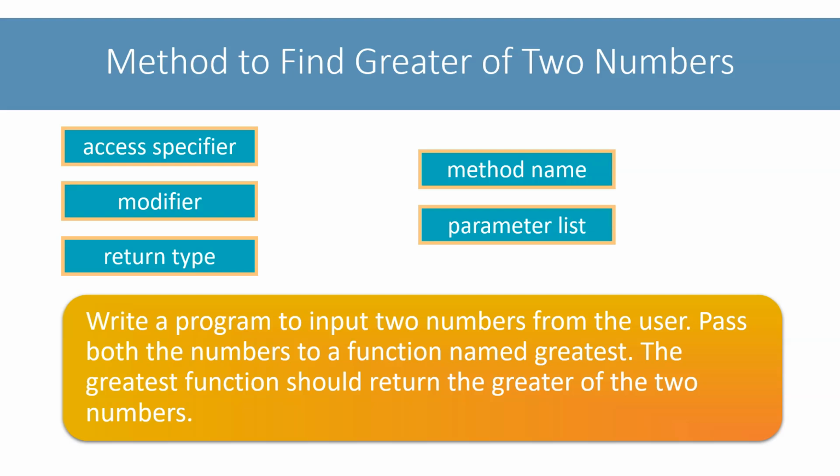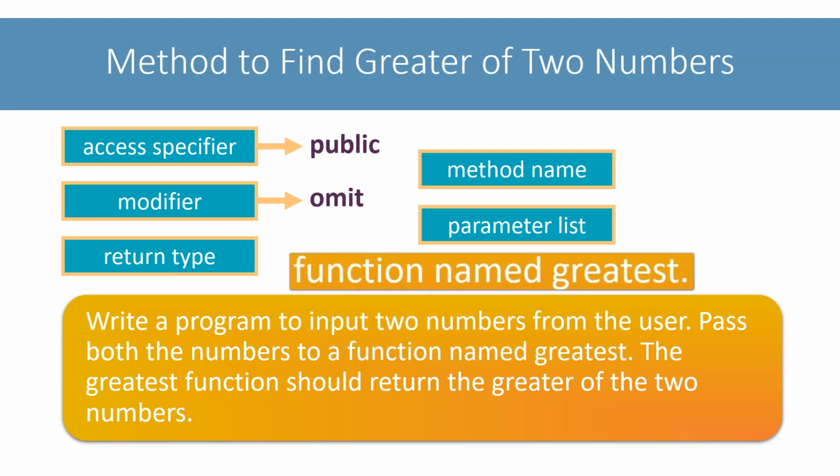In this question, nothing is explicitly mentioned about whether the method will be public or private and whether it will be static or non-static. So access specifier will be public and we will write nothing for modifier. Let's read the question now. Write a program to input two numbers from the user. Pass both the numbers to a function named greatest. From this part of the second line, we get the name of the method as greatest.